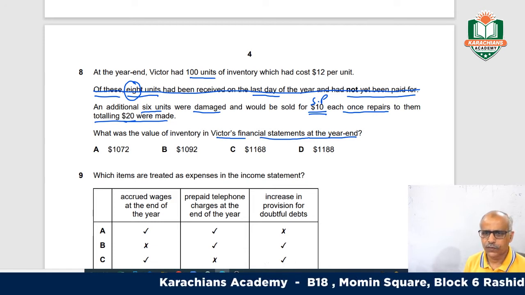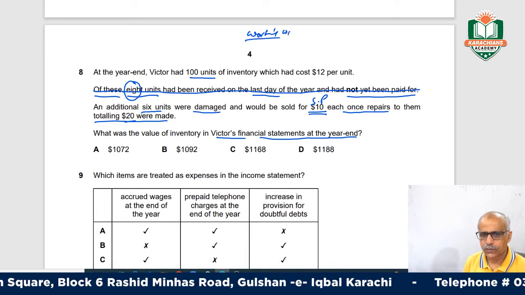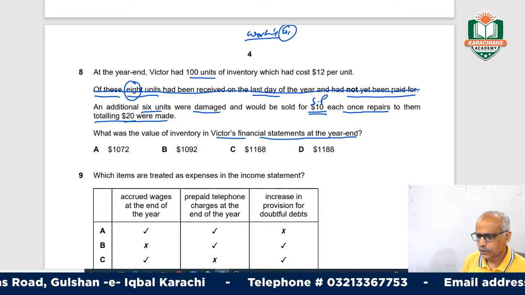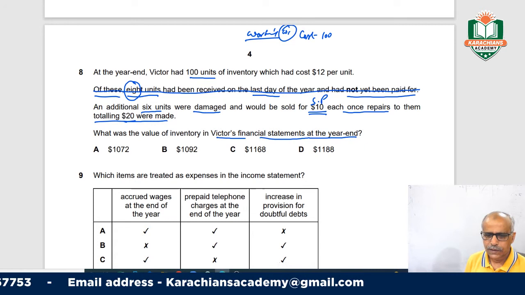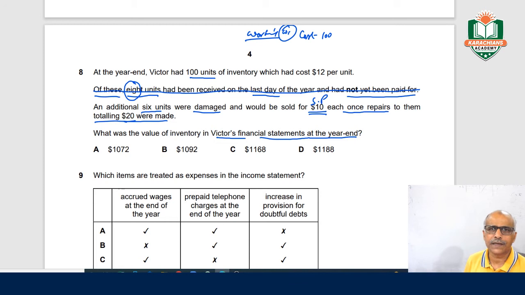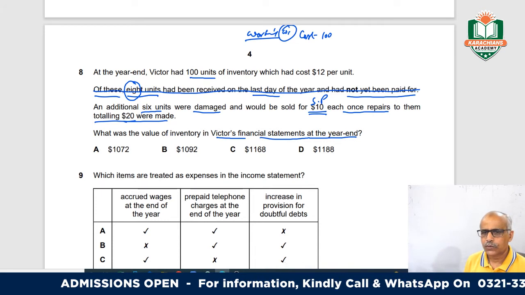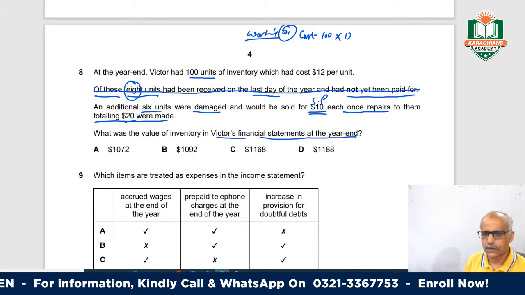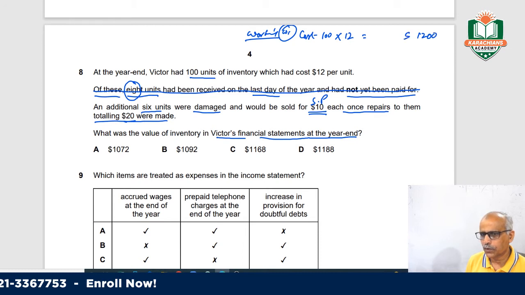So this is some sort of a working I want to do here. You can say working 1 or working 2, whatever. So what is there? The cost of 100. You have to tell us what is the correct inventory value that should appear in your financial statements. And I have explained to you International Accounting Standard 2. So cost of 100 units, and what is your cost? It is 12. So this is $1,200. This is the cost of 100 units.